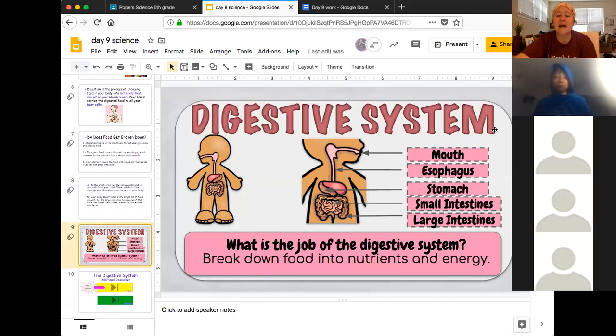Okay, so now here's the slide we could take notes off of. We're talking about the digestive system. We're talking about food and how we eat it, and what it does for our body. What is the job of the digestive system? It breaks down food into nutrients and energy for our body. And it includes the mouth, the esophagus, the stomach, the small intestine, and the large intestine. So I'll give you a second to write down some of your notes.